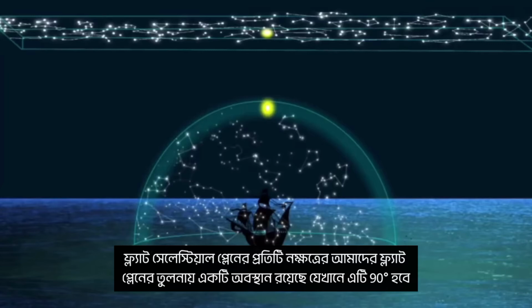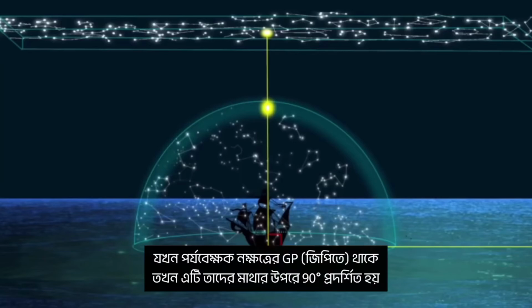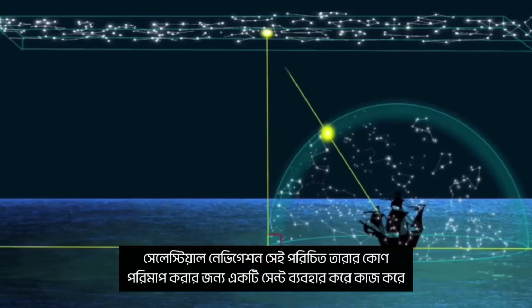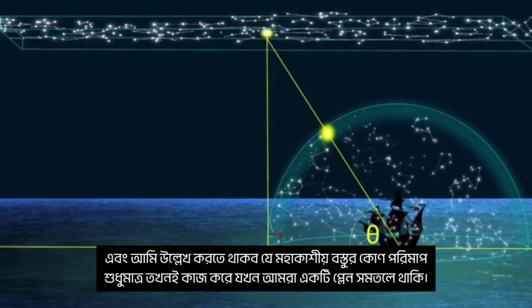Every star in the flat celestial plane has a position relative to our flat plane where it will be 90 degrees. This is called the geographical position, or the GP, of that star relative to our flat plane here on Earth. When the observer is at the GP of the star, it appears 90 degrees above their head. Celestial navigation works by using a sextant to measure the angle of that known star and using its relative GP, geographical position, to know where you are.